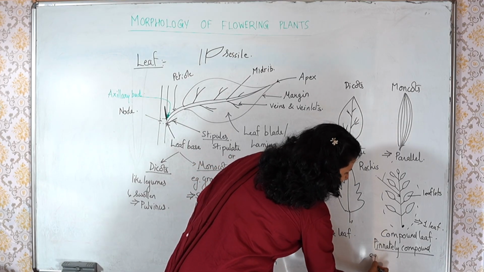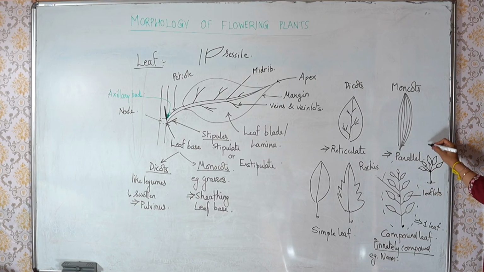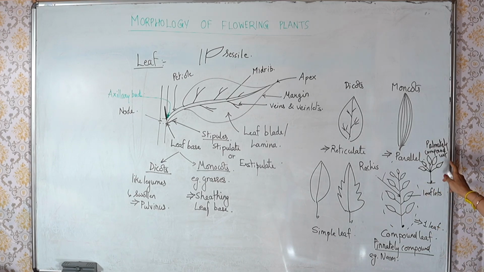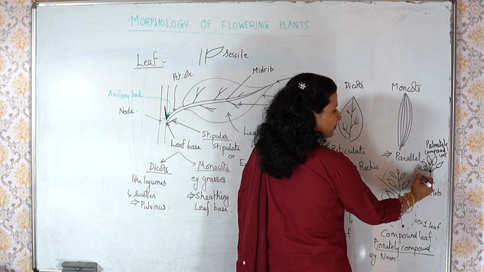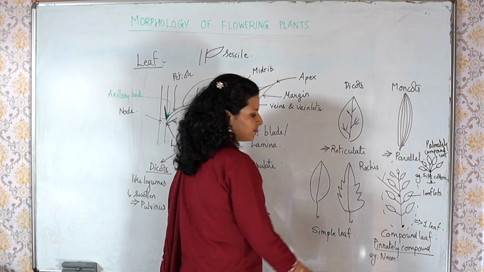For example, neem. There is another type of compound leaf wherein the leaflets arise at a common point on the petiole. This is known as a palmately compound leaf, wherein the leaflets resemble the fingers on a palm. That's why they are called palmately compound leaves. An example given for palmately compound leaf is silk cotton. An example for pinnately compound leaf is neem.